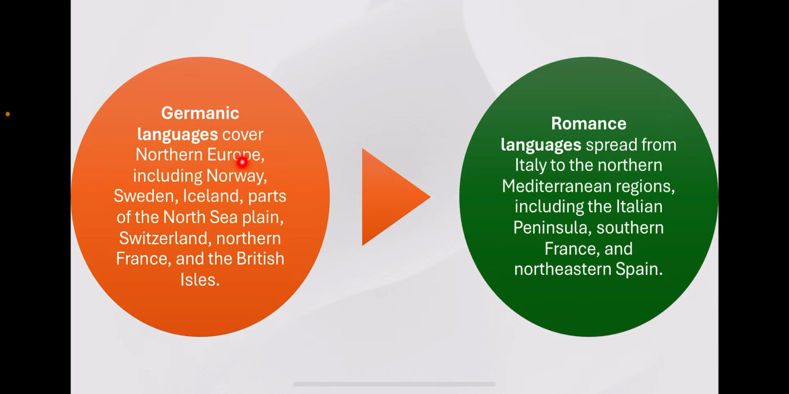Now, Germanic languages cover Northern Europe, including Norway, Sweden, Iceland, parts of the North Sea plains, Switzerland, Northern France, and the British Isles. And Romance languages spread from Italy to the northern Mediterranean regions, including the Italian Peninsula, southern France, and northeast Spain. So here we can find Romance languages and here we can find Germanic languages. Remember, Germanic languages and Romance languages belong to a single language family, the Indo-European language family.